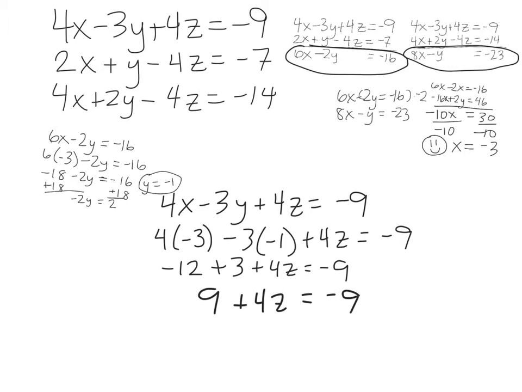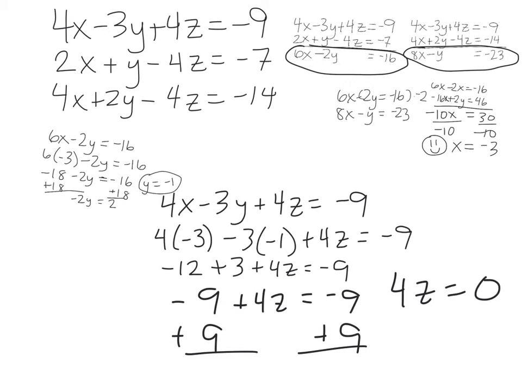What's wrong here? Let's see. 12 plus 3. So something's wrong here. Oh, yeah. It's a negative 9. There we go. All right, so I'm going to add 9 to both sides. And I get 4z equals 0. So I get z equals 0.